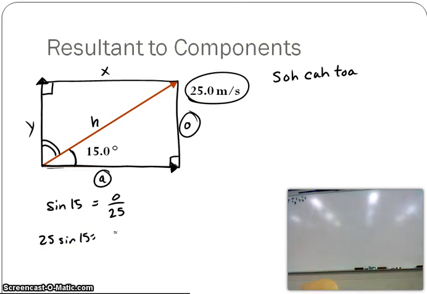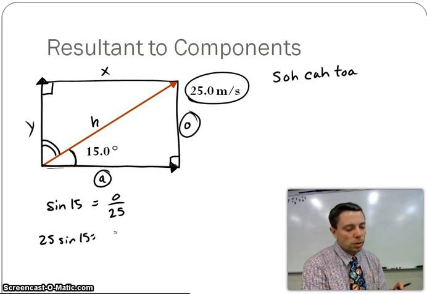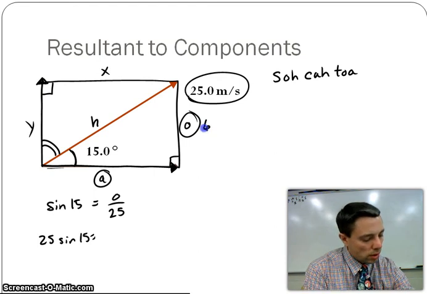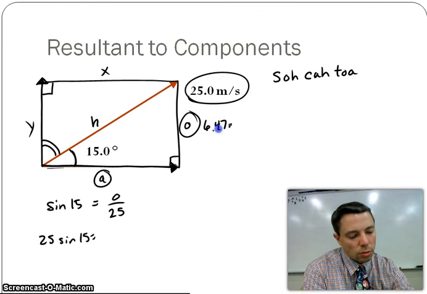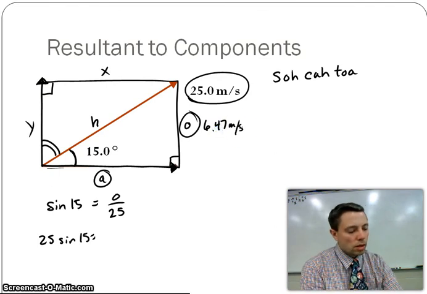Okay, I'm going to grab my calculator. Now this is one of those things that you may need to double check and make sure that you're in degree mode, not in radian mode when you do problems in here. I know your math classes like to be in radian mode. We like to be in degree mode. So if I take 25 times the sine of 15, I get my answer, and so it says that I'm going to be going 6.47. Now this would be labeled as meters per second. So I could be going this direction, okay, this direction, 6.47 meters per second.